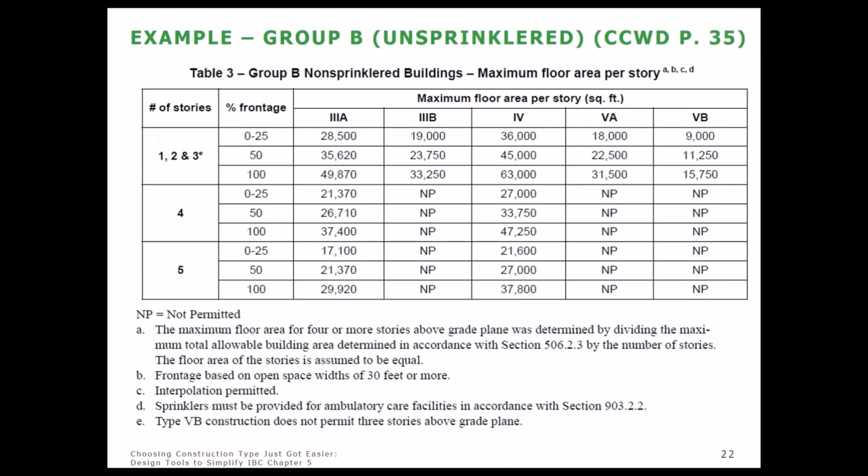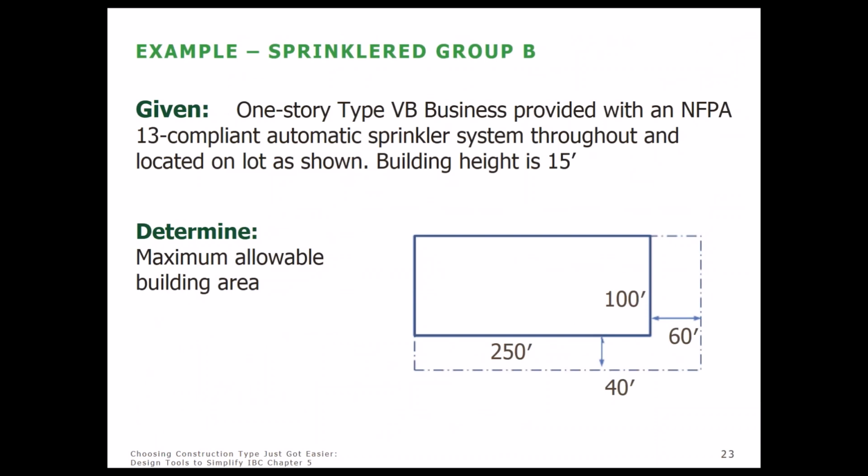What if it's unsprinklered? Unsprinklered, now we're in table 3 in the CCWD. Again, 1 story, again, 50% open frontage. You get 11,250 square feet per story. This one's no good. See how that works? This is one of the best features of the code conforming wood design.